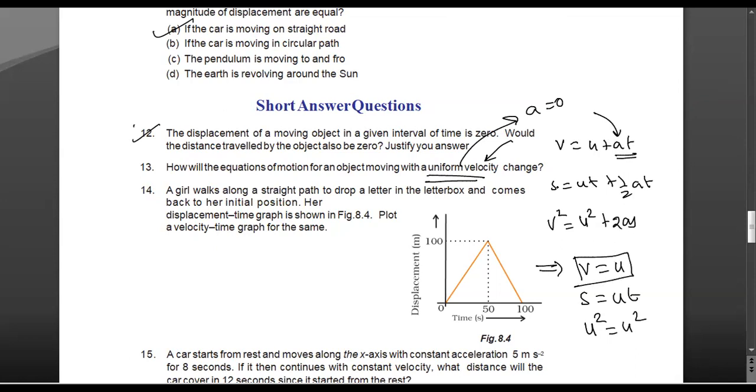The second equation is s is equals to ut plus half at square. So this whole term will become 0, and we will have s is equals to ut only. And in v square is equal to u square plus 2as, this quantity will become 0, because 0 into 2 into s is 0. So v square is equal to u square.